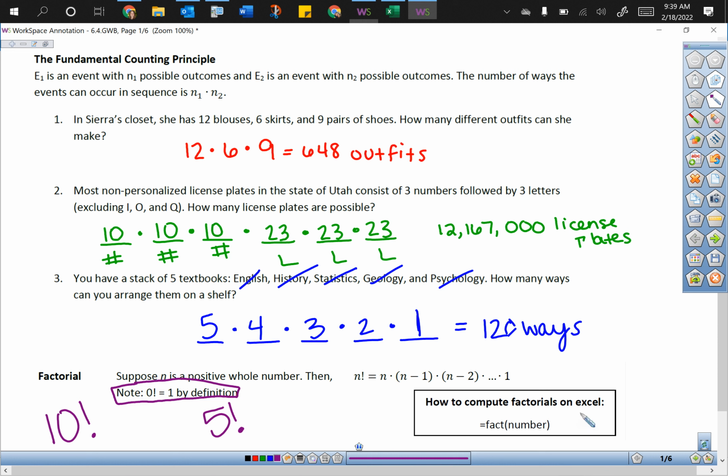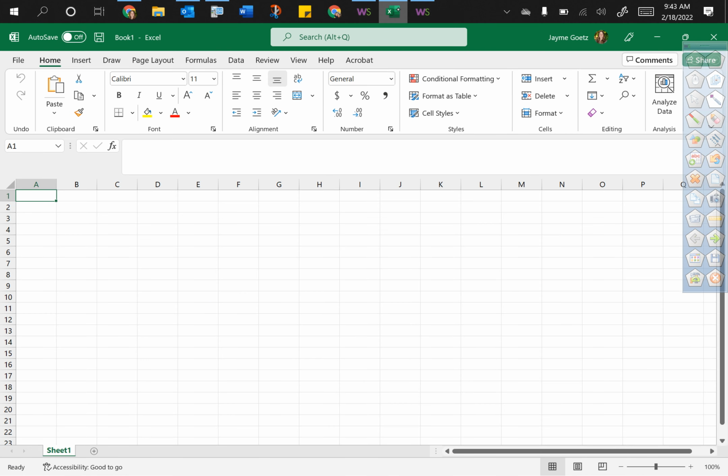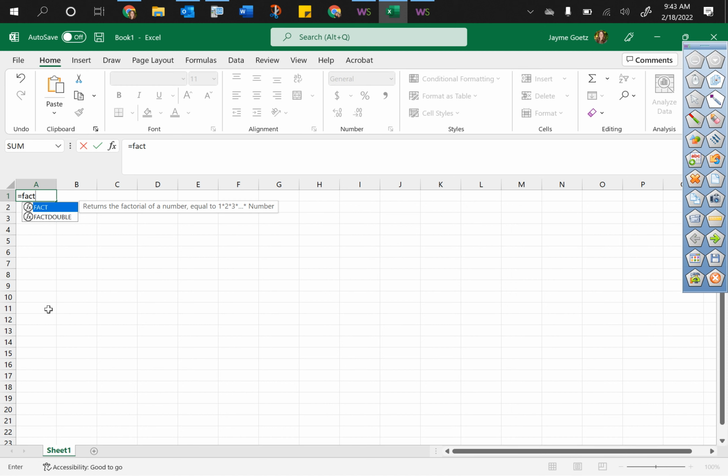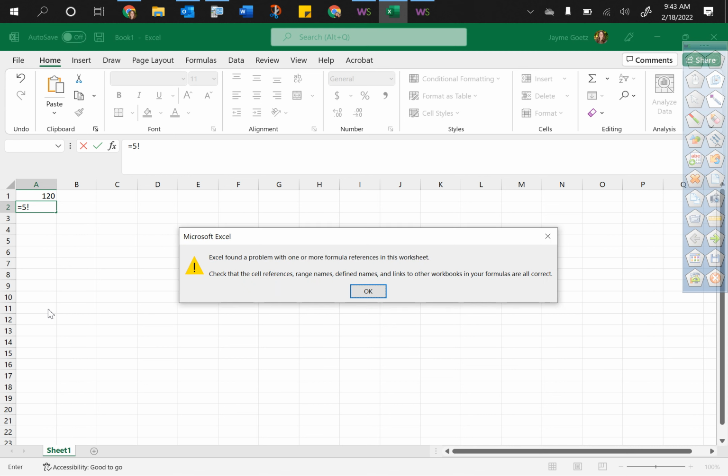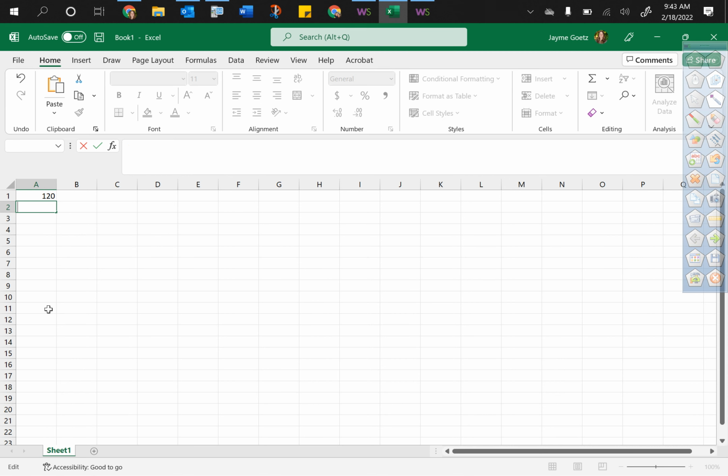Now, on Excel, you can actually do factorials, but just note, if you type in equals 5 exclamation point on Excel, it's not going to work. That's not how you do it. You have to type in equals FACT of whatever number you want. So here's my Excel. If I wanted to figure out what 5 factorial would be, which we already know is 120, I could just be in the cell and I would type equals FACT of 5, and we should get 120. Okay, so again, don't type in equals 5 exclamation point. It does nothing. It doesn't work. Are we all okay with that?